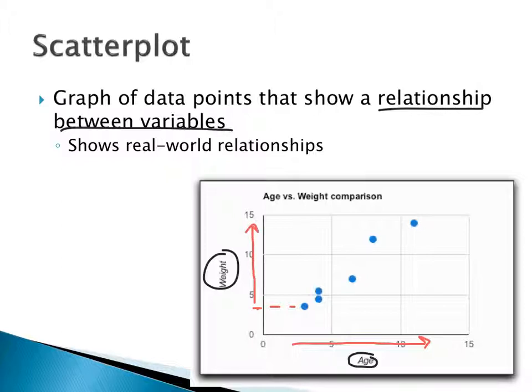So what we can see here from the scatter plot, this graph of real-life data points, is that there is a relationship between age and weight. As age gets bigger, your weight gets bigger. And if you think of real life, that kind of makes sense. And this is the whole purpose of today's lesson: we're going to be looking at different scatter plots and trying to determine if there is a relationship shown in those graphs.